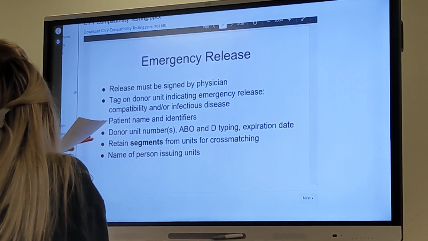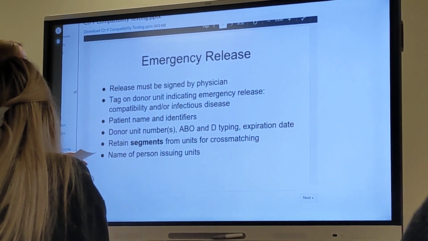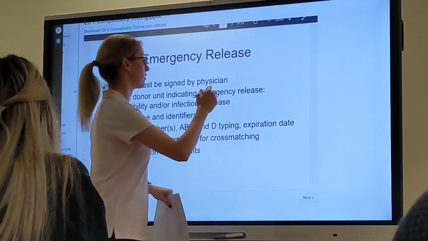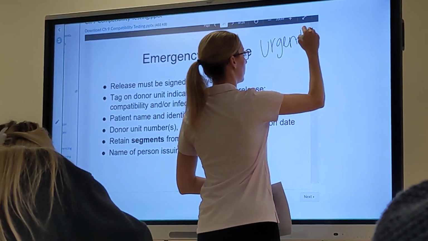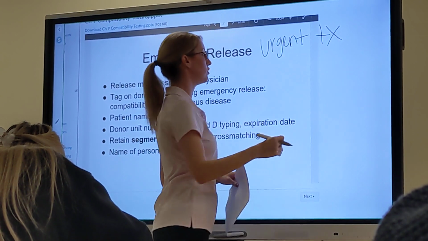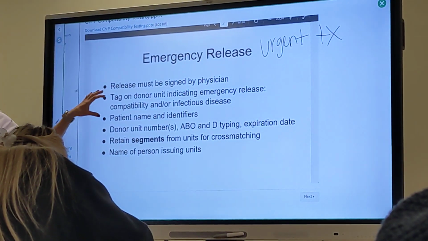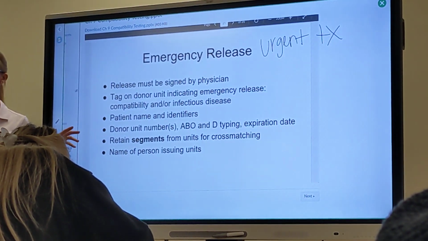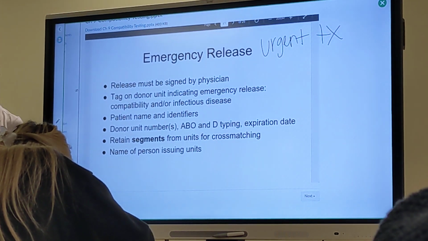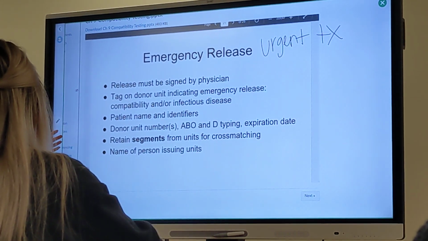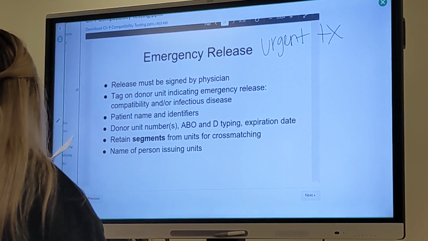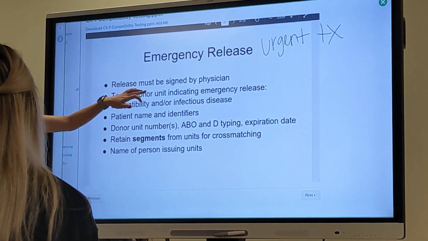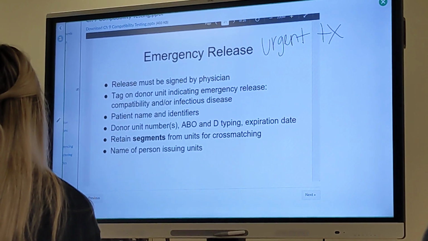An emergency release, which is also called an urgent transfusion, is a transfusion that is needed before the blood bank work is done. Sometimes they'll need the blood before they even draw the pink top. Like a gunshot wound, we saw those in Mobile, there's gunshots all the time. So the release must be signed by the physician. It's a real piece of paper.